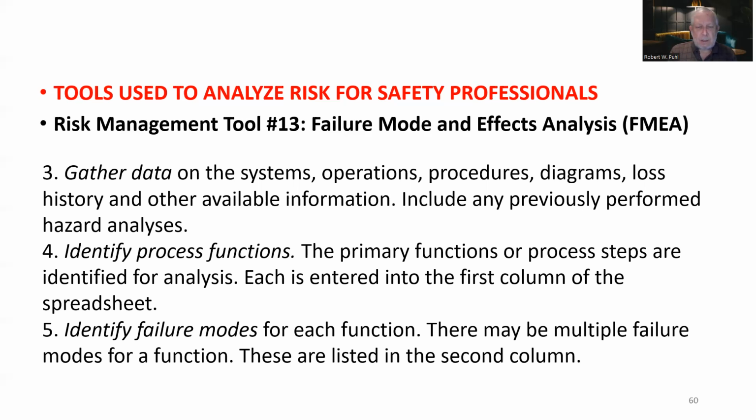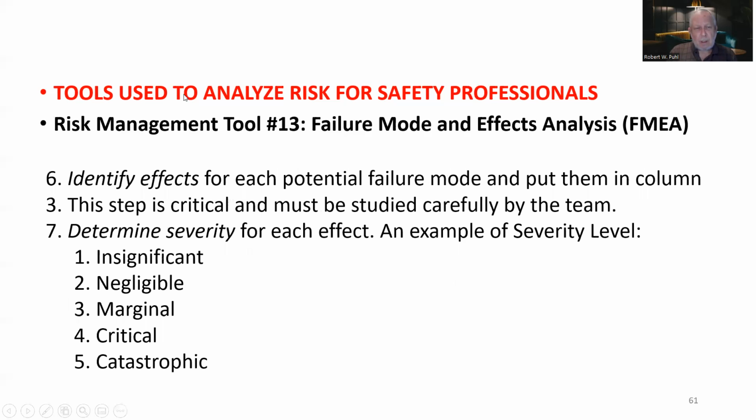Identify process functions. The primary functions or process steps are identified for analysis. Each is entered into the first column of the spreadsheet. Identify failure modes for each function. There may be multiple failure modes for a function, but there probably are. These are listed in the second column.